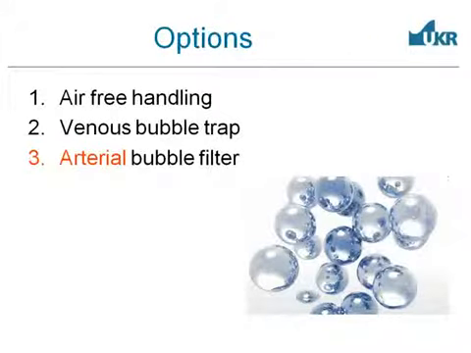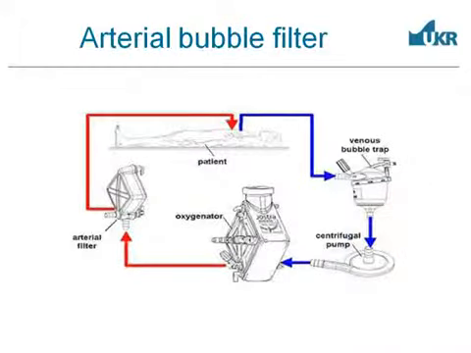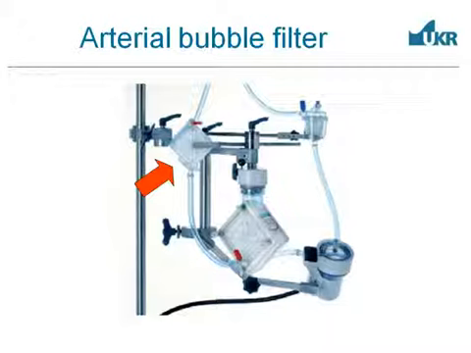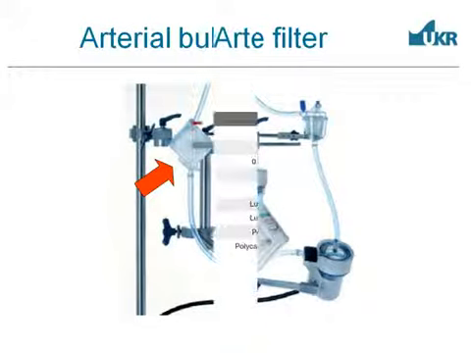The second thing you can add is, on the arterial side, an arterial bubble filter. Here you see the schematic drawing again, the bubble trap as the first component and the arterial filter as the last component, removing the remnants before the blood enters the patient. Again, here is the setting in reality. After the blood has passed the oxygenator, it comes to the arterial filter and goes back to the patient.